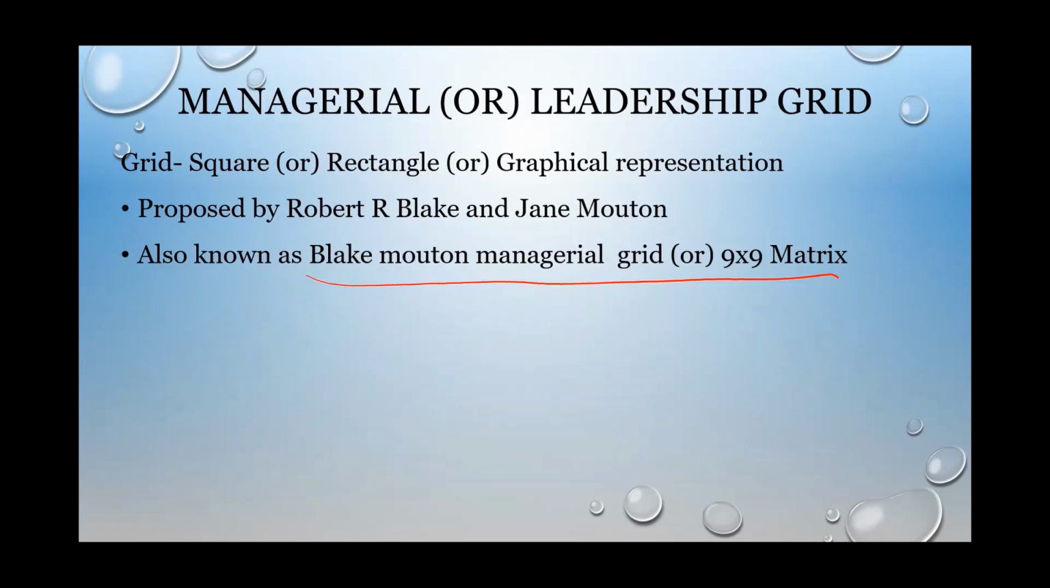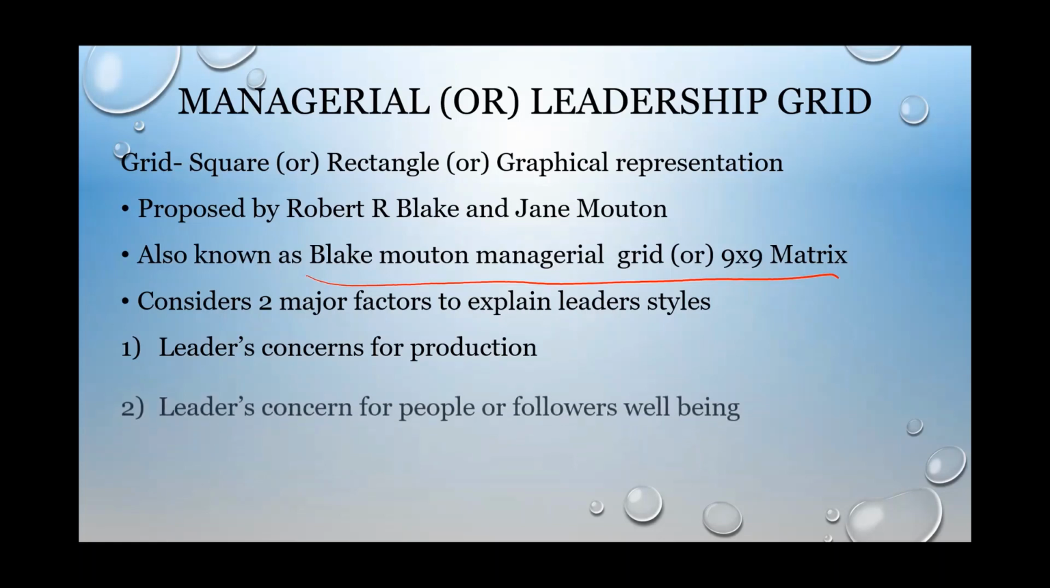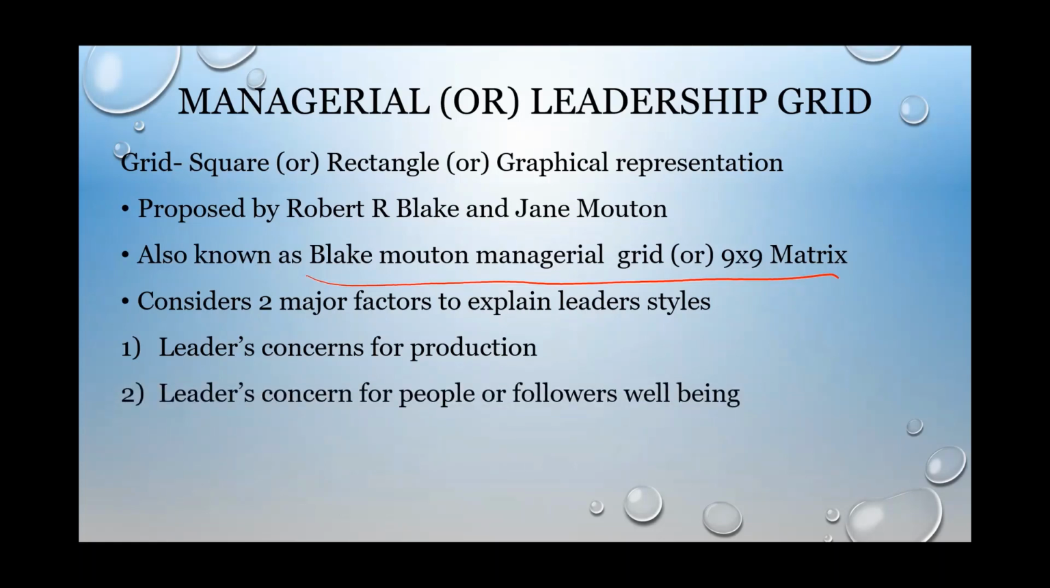This leadership grid considers two major factors which explain leadership styles. What are those factors? First one, leaders' concern for production. Whether leaders are concerned about production, achievement of task or target, or the leader is not concerned about that. That determines one factor. The other factor is leaders' concern for people, or followers' well-being. Whether they are concerned about followers' well-being also matters a lot in this grid. So let us see how this grid looks like.